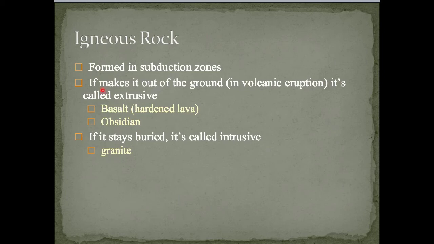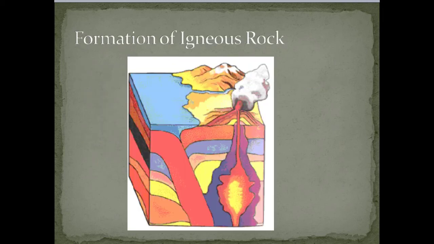Igneous rock is formed from a subduction zone. If it makes it out of the ground in a volcanic eruption, it's called extrusive. Basalt is an example, and obsidian is an example. If it stays buried, it's called intrusive, like granite. So here you can see how igneous rock is formed as this movement of magma rushes out. If it stays inside, it's called granite, or intrusive. If it comes out, it's called extrusive. And basalt and obsidian are examples of those.